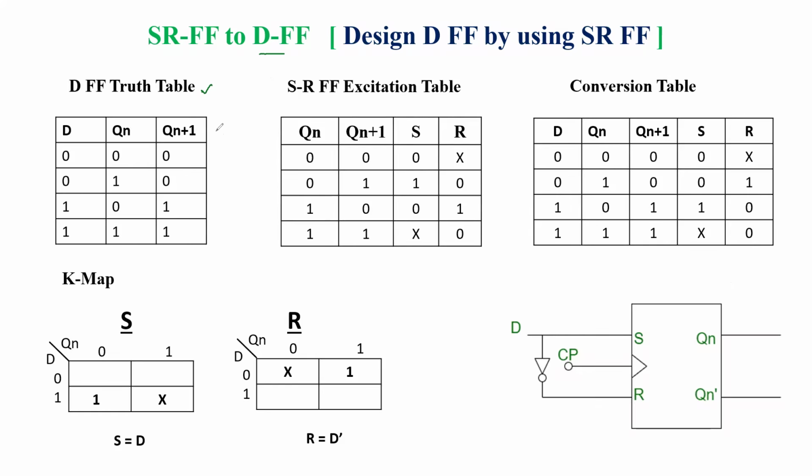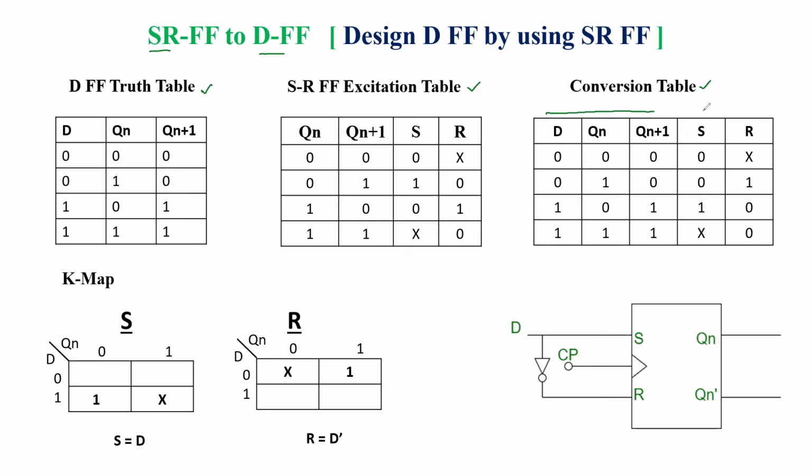From which flip-flop are we going to design? From the SR flip-flop. For that, we have written the excitation table. Third one is the conversion table. The conversion table is the combination of the truth table as well as the excitation table. And if you see, the first three columns are the truth table of the D flip-flop.